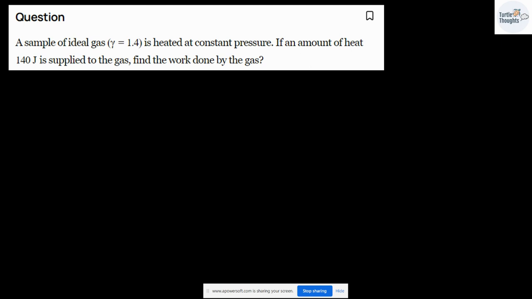A sample of ideal gas, gamma is equal to 1.4, is heated at constant pressure. If an amount of heat 140 joule is supplied to the gas, find the work done by the gas.